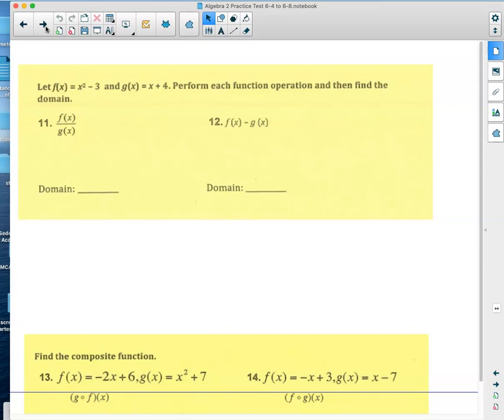So what I need us to do to start this problem is to take a look right up here at f of x, and it says let f of x equal x squared minus 3, g of x equal x plus 4, perform each function operation, and then find the domain, but we should do the domain first. So there's two things that make us restrict the domain. Does anybody remember one of them? Even roots. Any even roots, then we have to restrict the domain. There's one other one. Anybody remember? Division. Yeah, those two things.